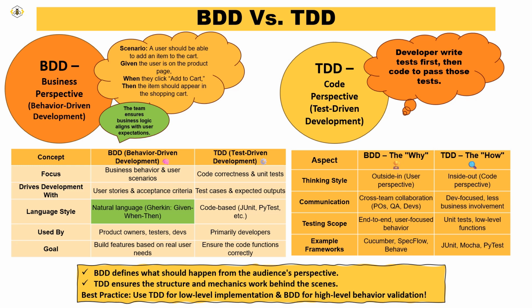So what are some of the tips here? Use TDD when building complex logic and ensuring code correctness. Use BDD when defining clear, testable user requirements that non-technical stakeholders can understand. Experienced and high-performing Agile teams use both. First, BDD for defining features, and then they use TDD for implementing them. And that is the difference between BDD and TDD.